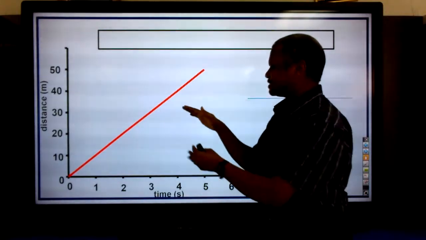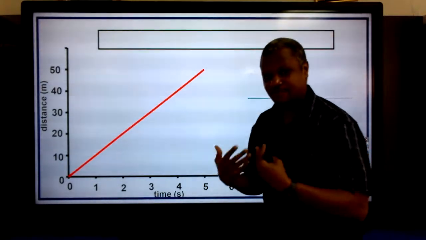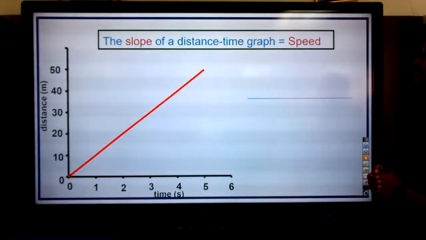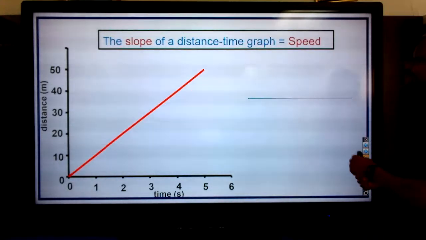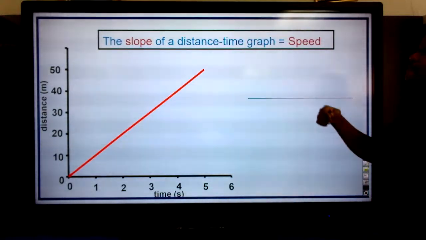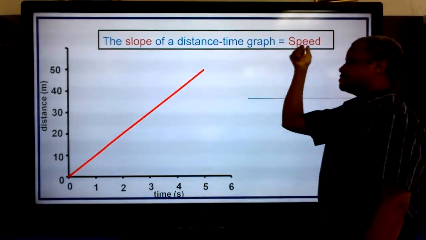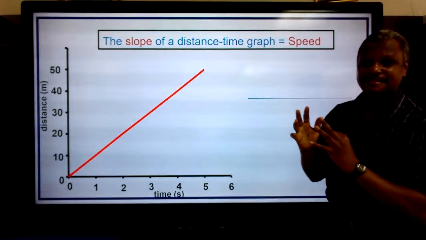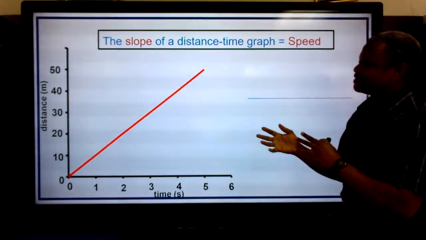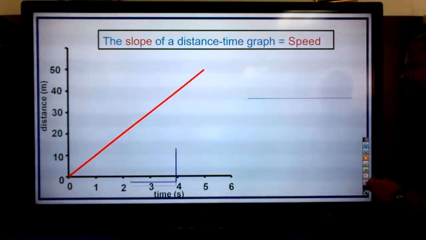If you wanted to know what is happening in this graph, using this slope, what information can you get? So simply meaning, the slope of a distance time graph is equal to what we call the speed. Now, the slope of a displacement time graph is equal to the velocity. Remember in the first slide that we discussed, we talked about the distance time graph and the displacement time graph.